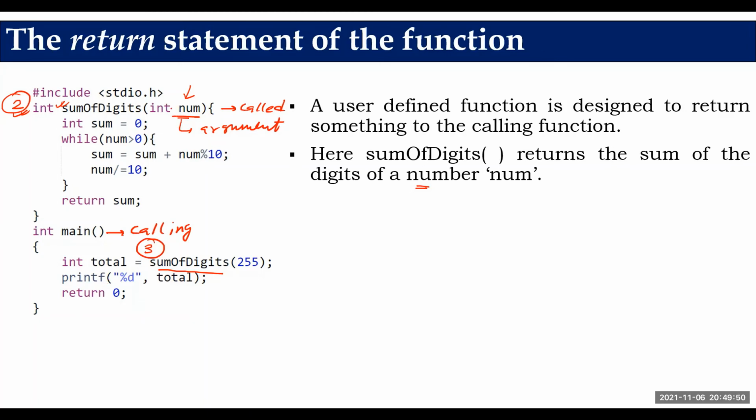So this function has a parameter. Now look at this header part. This header part has what? Three things we know: return type, name, list of parameters. Only one parameter over here. What type of parameter? Integer type parameter. What is the type of num? Integer.